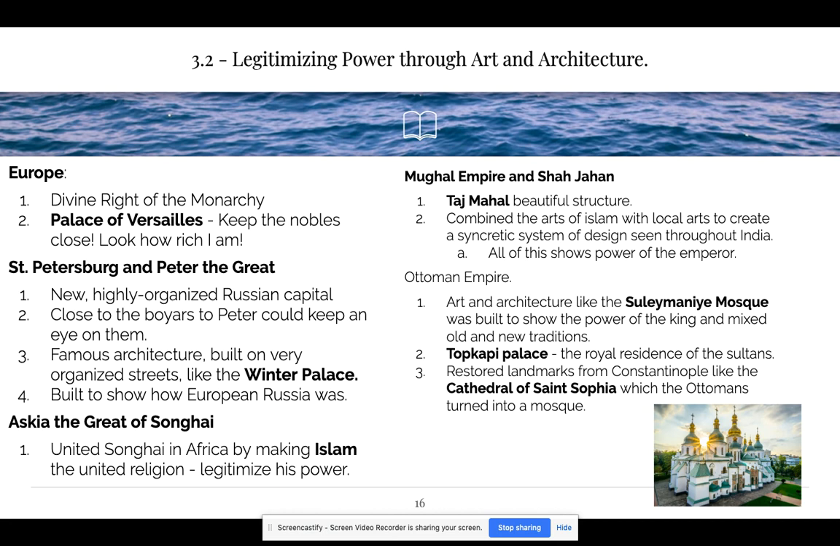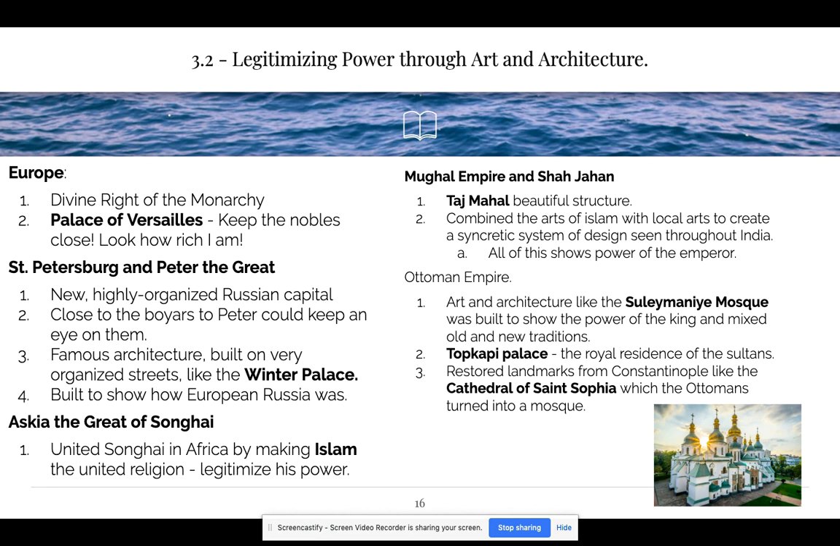that showed his power. St. Petersburg was highly organized, one of the first great cities to be built on a grid. So it just looked and felt organized. It still does to this day. Kept the boyars close to keep an eye on them, built places like the Winter Palace, really tried to westernize, be more like Europe, to show the European powers that Russia was a power to be dealt with.